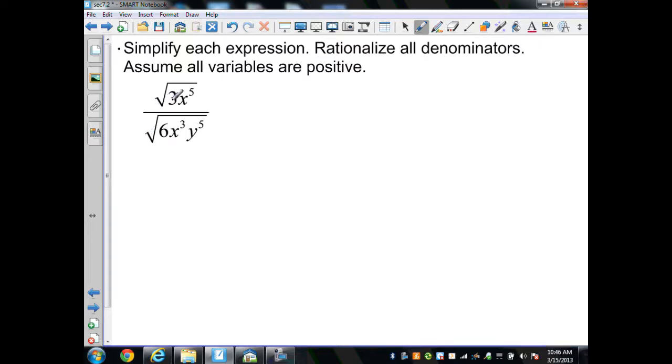Instead, I'm just going to keep them separated, but knowing I can do that allows me to simplify within the radicals. Therefore, when I do that, I will have a square root on top and a square root on bottom. The square root on top will be 3, and 6 will simplify. That will give me a 2 on the denominator. X to the 5th on top, x cubed on the bottom gives me x squared in the numerator, and y to the 5th in the denominator.